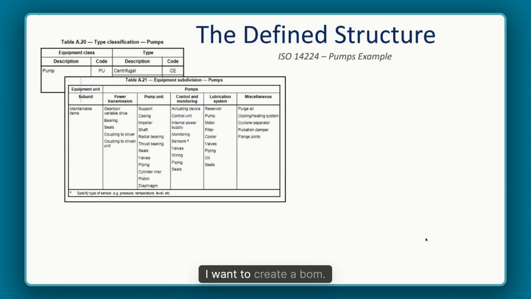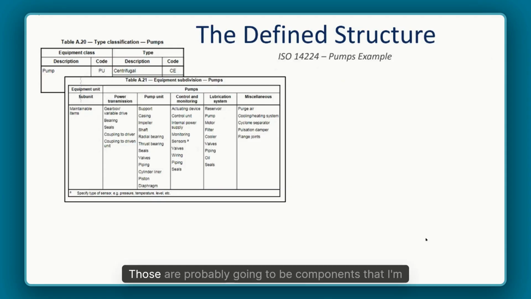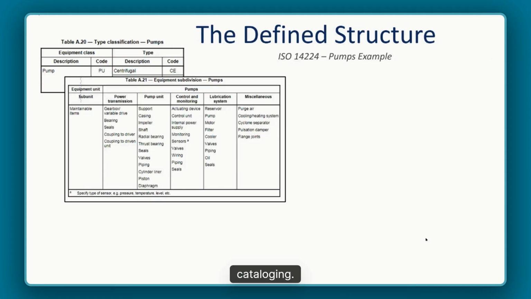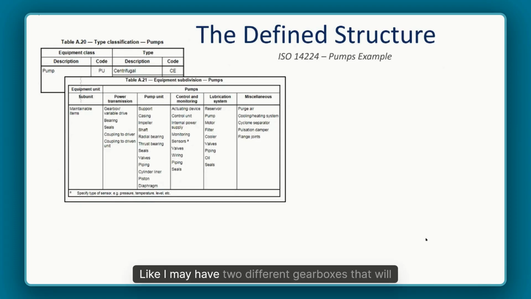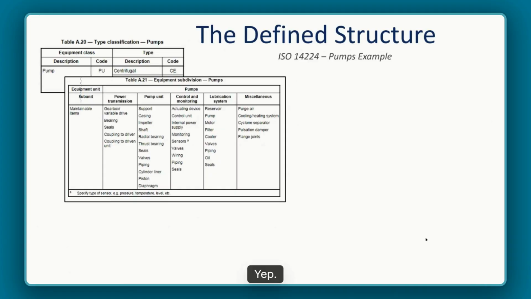Now I want to create a BOM. These subunits are perfect because now I'm going to create a power transmission, pump unit, control and monitoring, lubrication. Then everything underneath it, maintainable units. Those are probably going to be components that I'm cataloging. That's right, and you make a really good point. There's a difference between a gearbox and a material master. I may have 2 different gearboxes that will fit that motor.